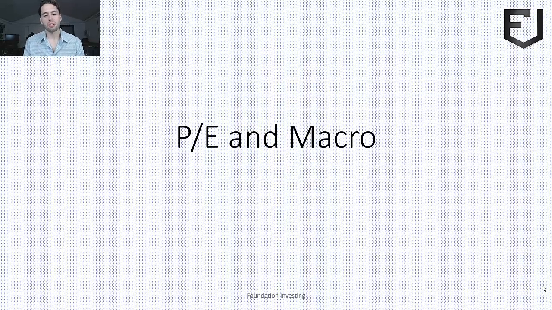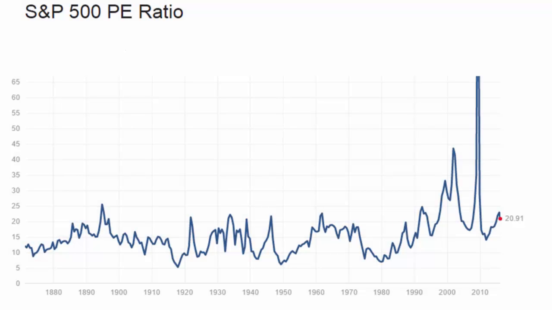Now, since we're huge macro traders and we love to trade the broad markets, we like to talk about how does PE affect our macro outlook. So here's the S&P 500 PE ratio. You can see here all the way back to 1880. It oscillates between 10 and 20-ish, with a couple big super spikes.